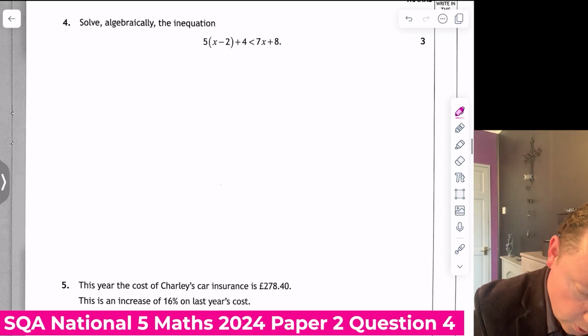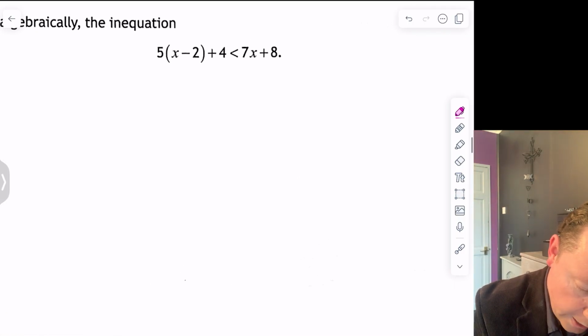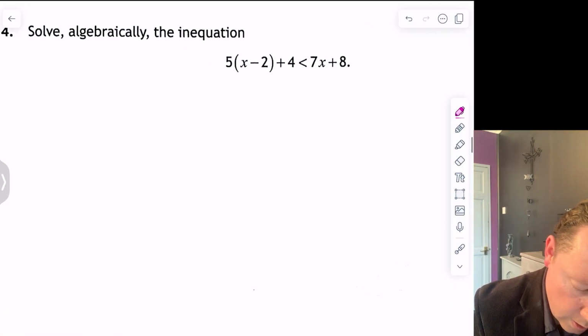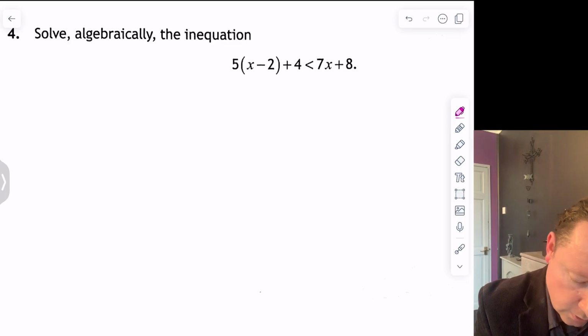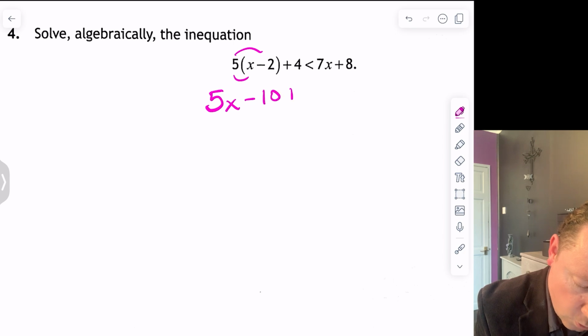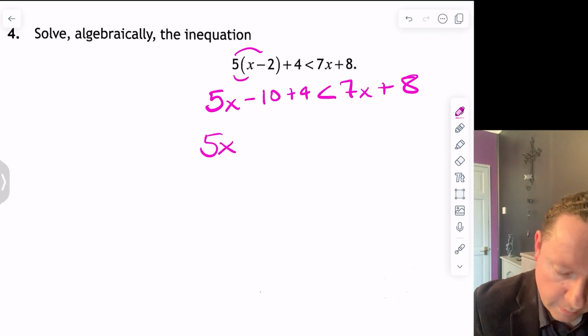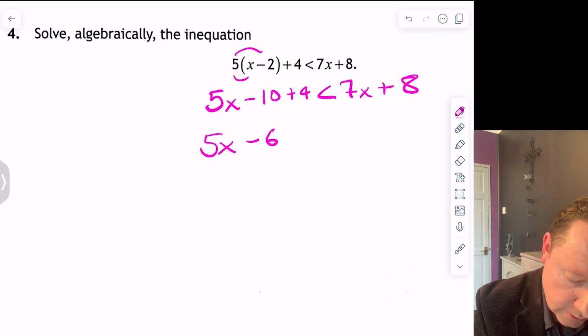Solve algebraically the inequality. So we've got 5 times (x minus 2) plus 4 is less than 7x plus 8. So expand the bracket. I'm not going to use a box for this one. 5x, 5 2s are minus 10, plus 4 still, less than 7x plus 8. Collect like terms. 5x minus 10 plus 4 is minus 6, is less than 7x plus 8.